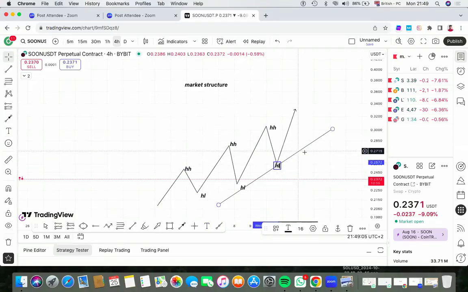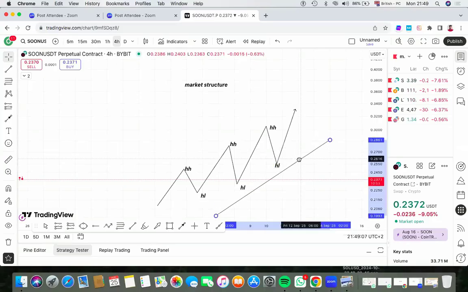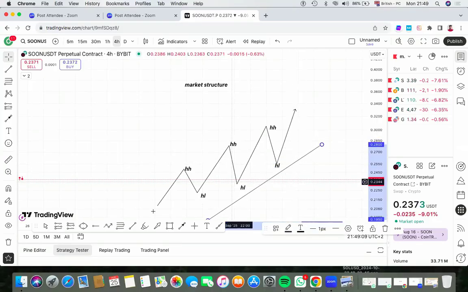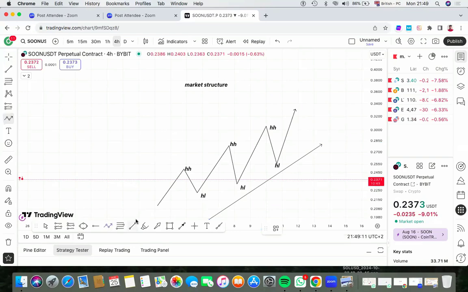Higher lows, okay? So now, whenever we see markets do something like this, let me illustrate this for you so that you can understand what we are talking about. When we say higher highs, okay? For example, we said the market doesn't move in a straight direction, okay?